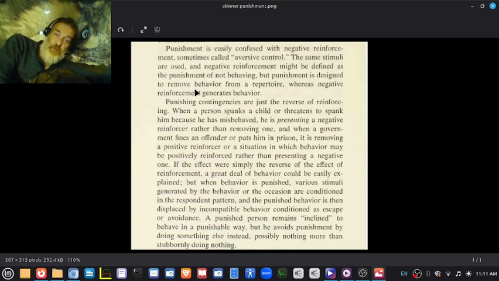Punishment is easily confused with negative reinforcement, sometimes called aversive control. The same stimuli are used, and negative reinforcement might be defined as punishment for not behaving, but punishment is designed to remove a behavior from a repertoire, whereas negative reinforcements generate behaviors. So let's get back to the fear of spiders. They don't care about the subjective, they don't care about the spider. If you're afraid of spiders, you're going to have behaviors as a result of it. You're going to go fight or flight. The spider itself is a negative reinforcement that's generating your behaviors to fight and flight.